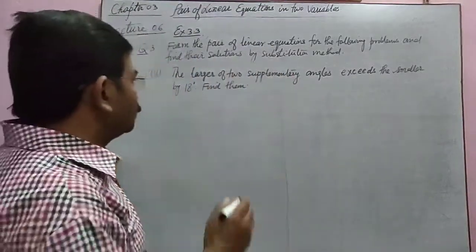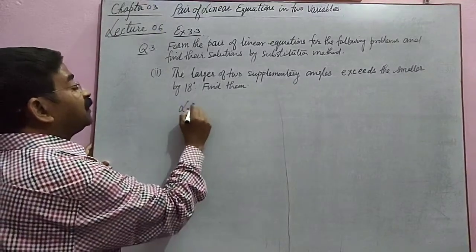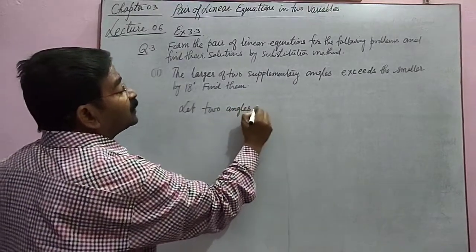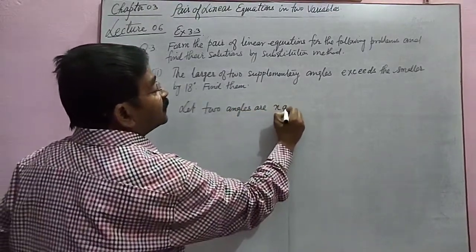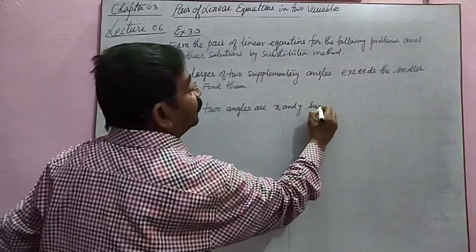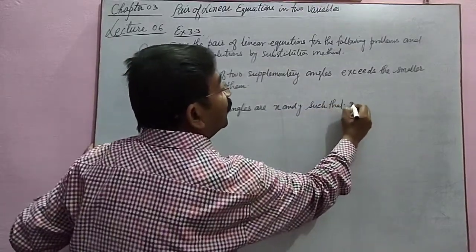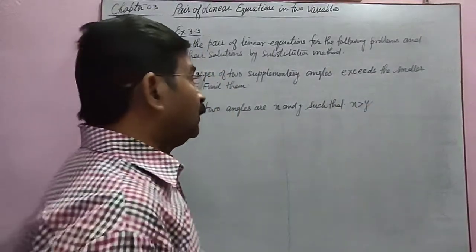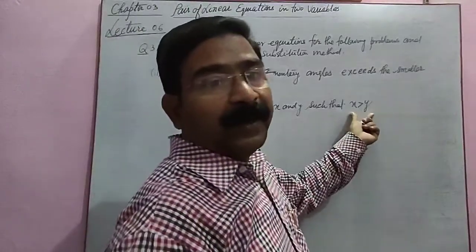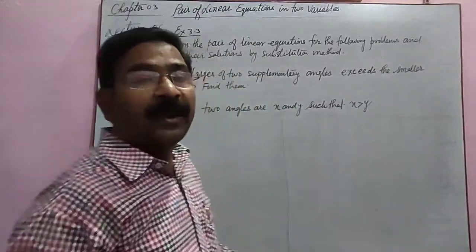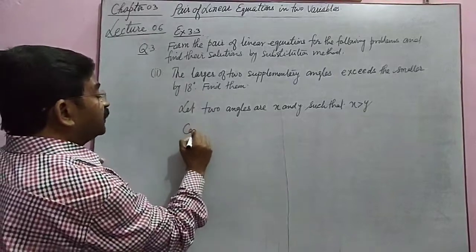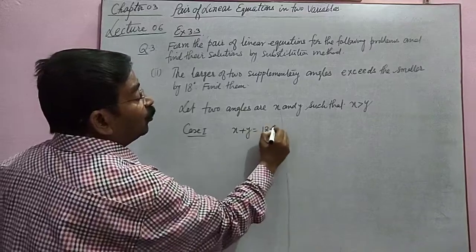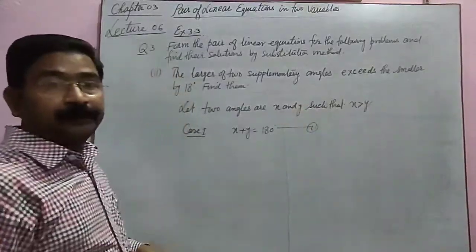Two angles are, so I am writing, let two angles be x and y such that x is greater than y, means two angles are unequal. So if these two angles are supplementary, their sum will be 180 degrees. So in case first, x plus y is equal to 180 degrees, equation number 1.